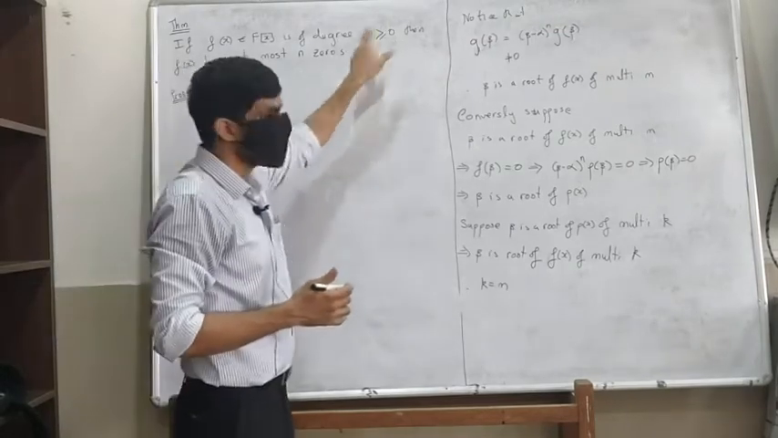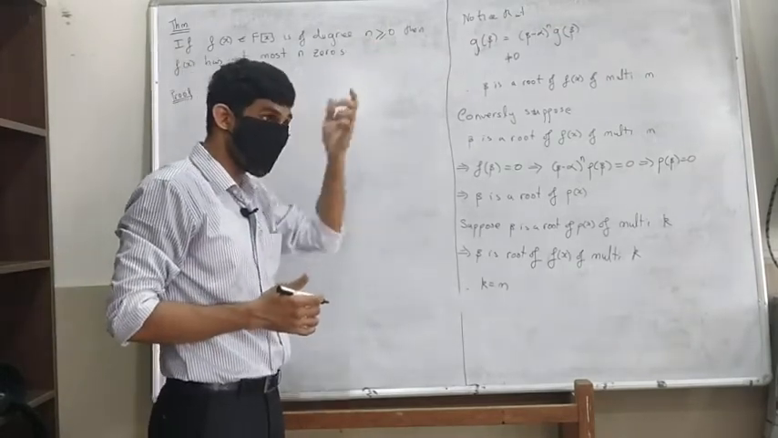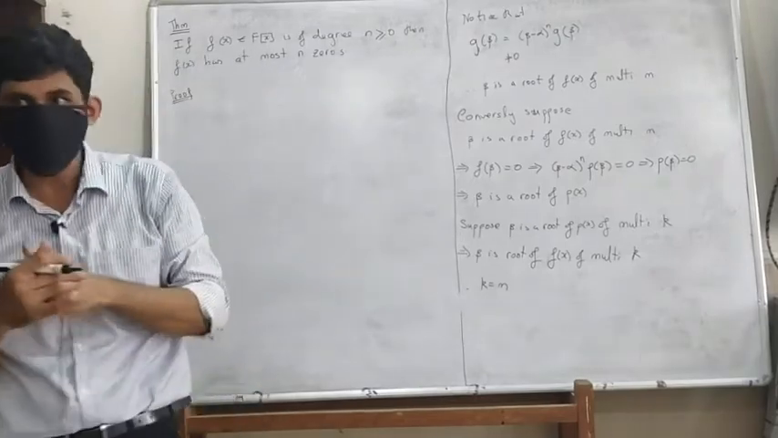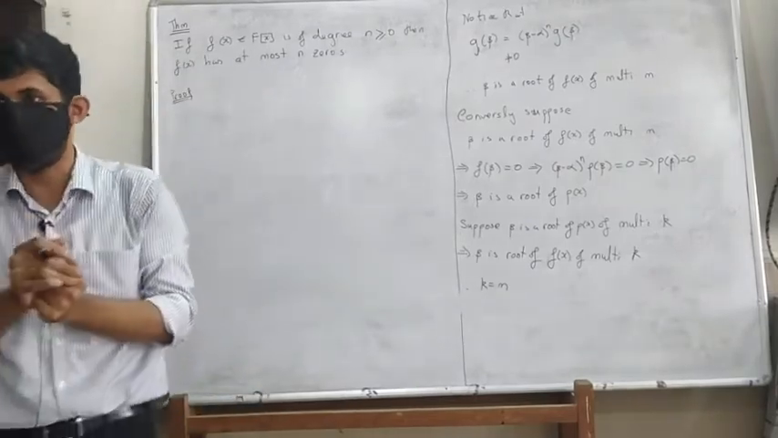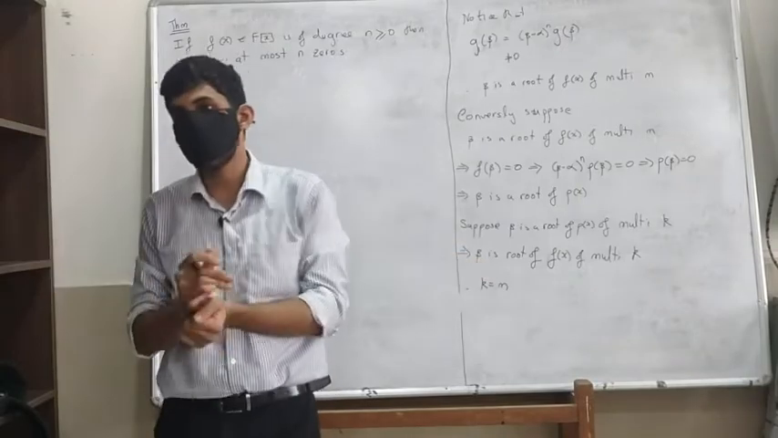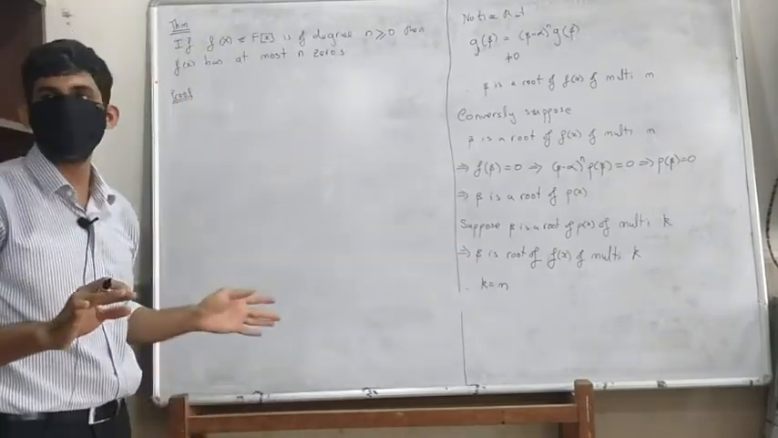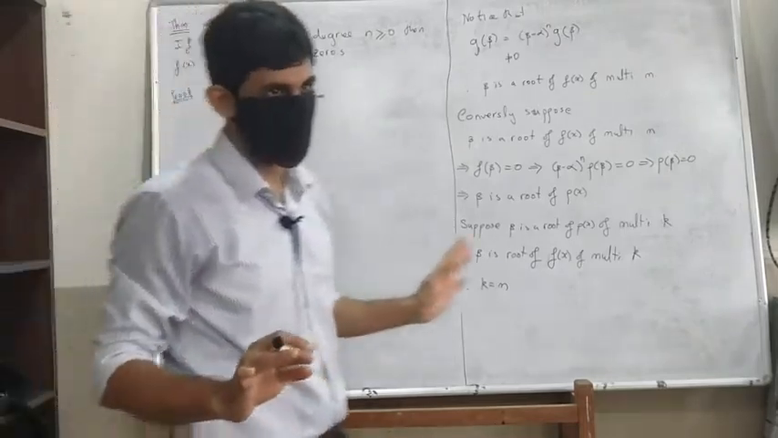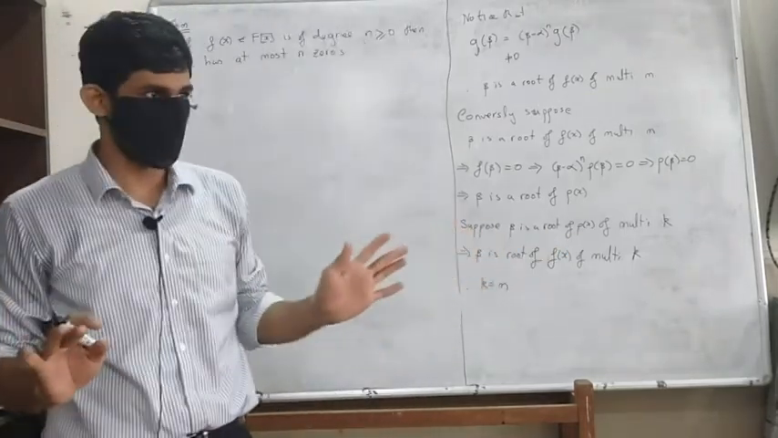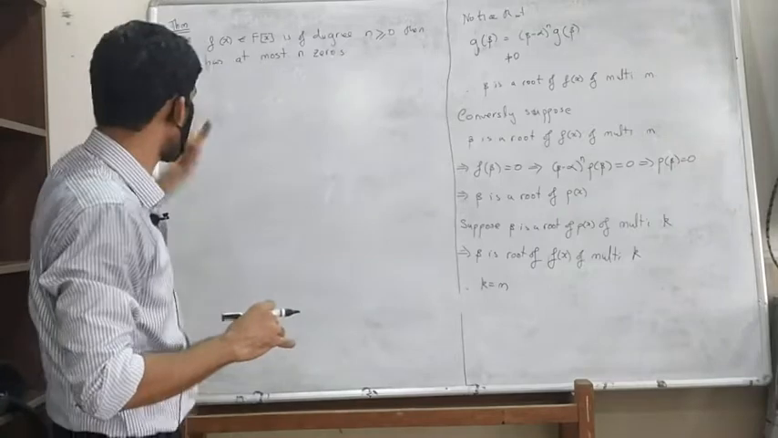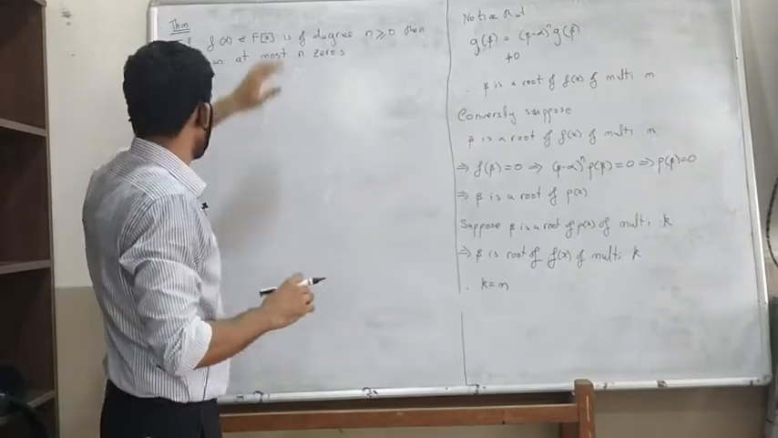Let's prove this when n is 0 first. When n is 0, what happens to the function? It's a constant function, right? How many zeros does a non-zero constant function have? Nothing, right? A constant function cannot have any zeros. Constant, not function, constant polynomial. I should be clear about that.